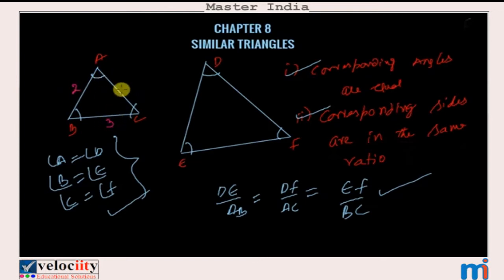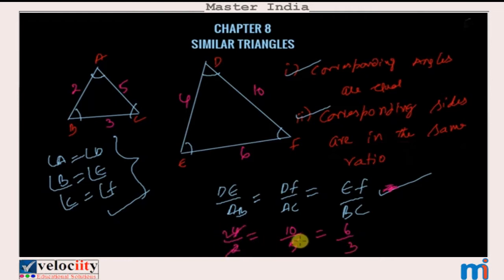Now let us say the sides here are 2, 3 and 5, and these are 4, 6 and 10. Then what would be the ratio here? The ratio of sides would be DE is 4 by AB is 2, DF is 10 by AC 5, EF is 6, BC is 3.